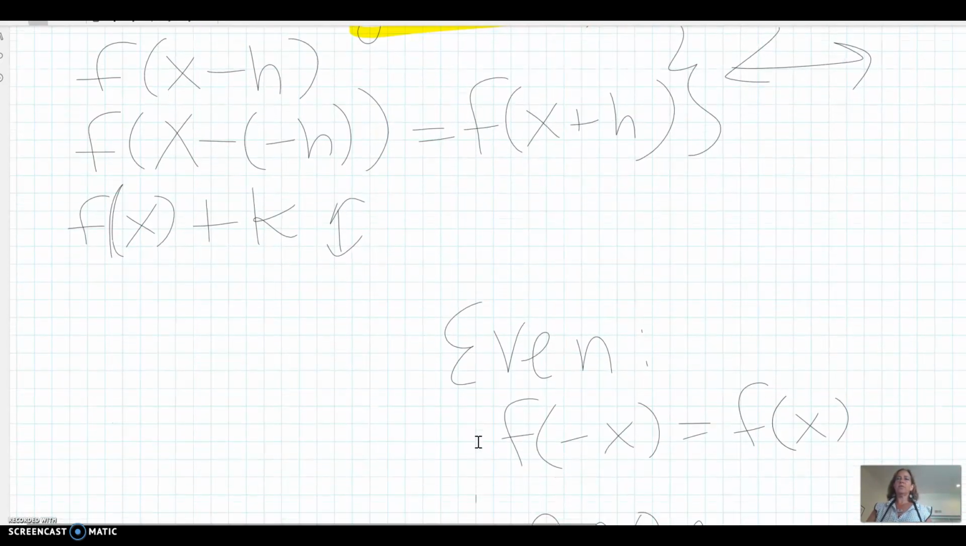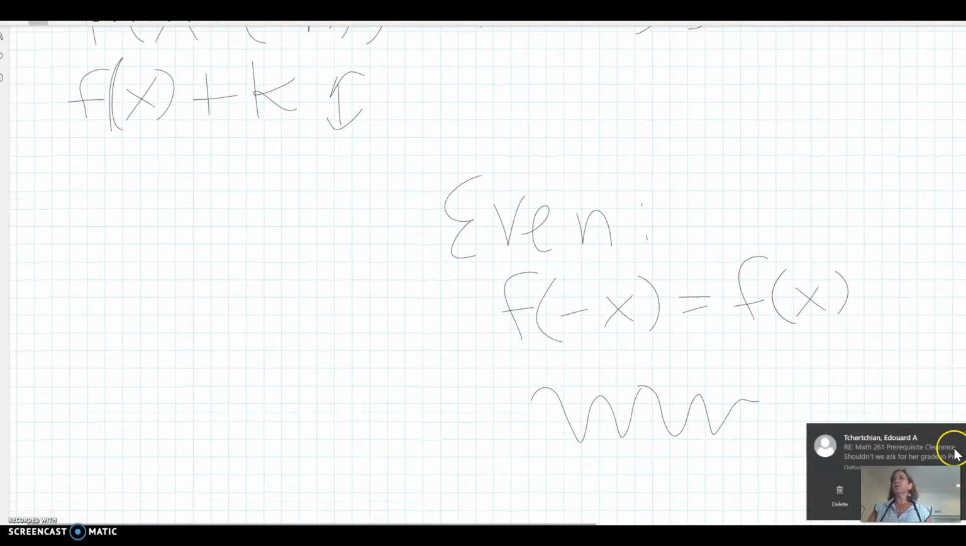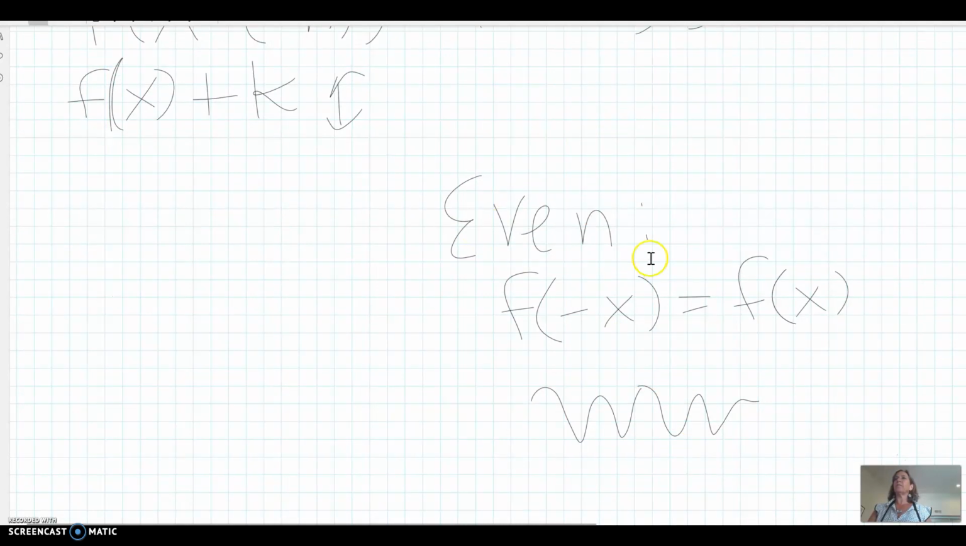The next concept I wanted to talk about was even and odd functions. Those were also in the notes that you hopefully read, but that might be a new idea to a lot of people. So an even function means that if I put in the opposite value input, I get the same output. So if I put in -2 or 2 for my input, the answer is the same.